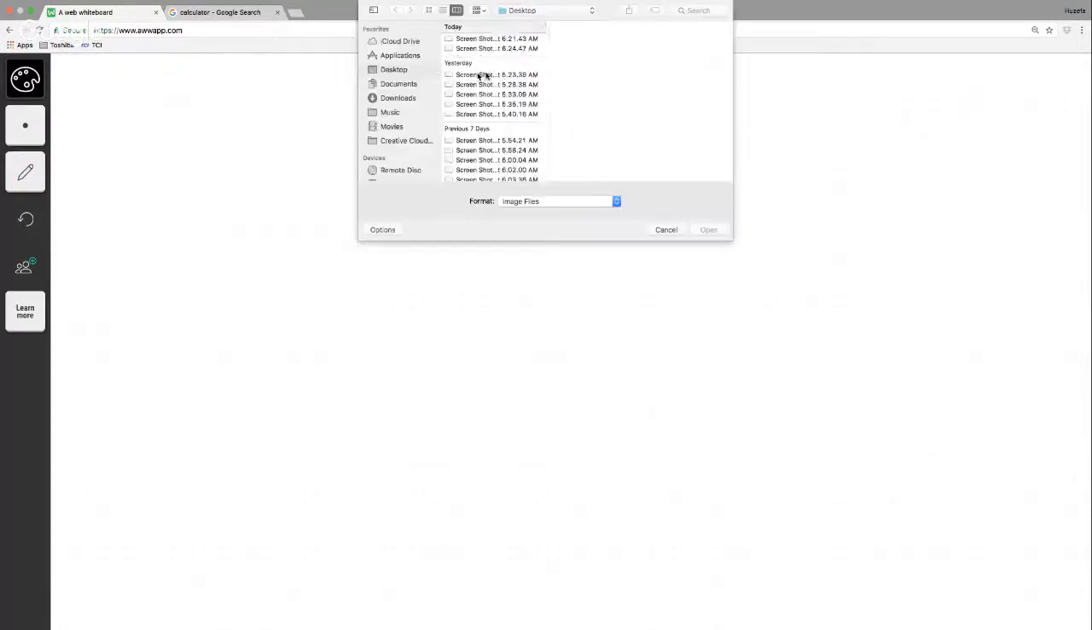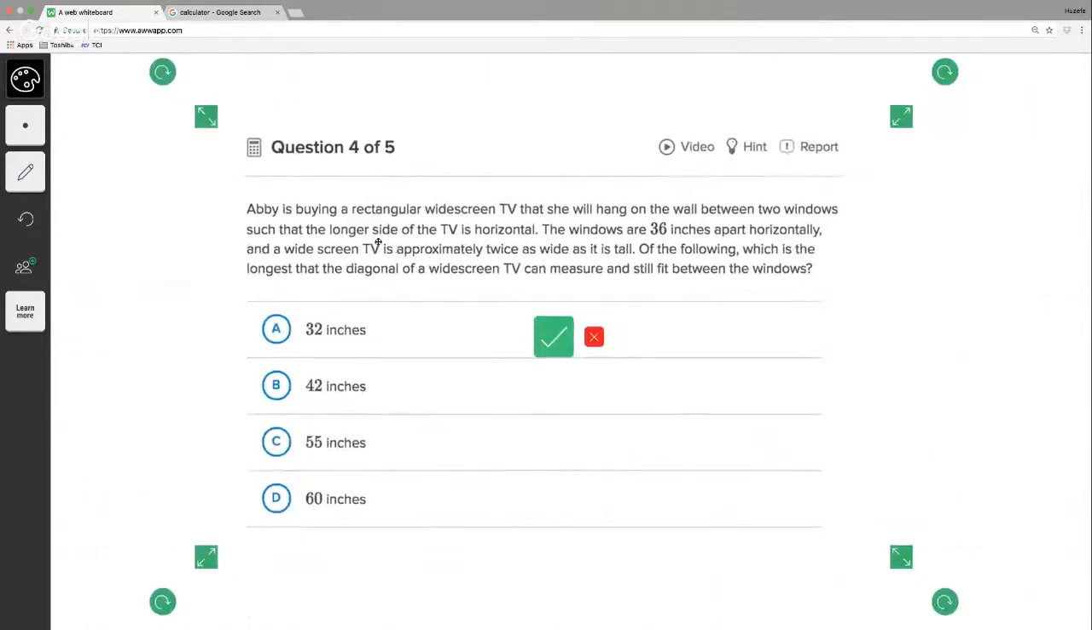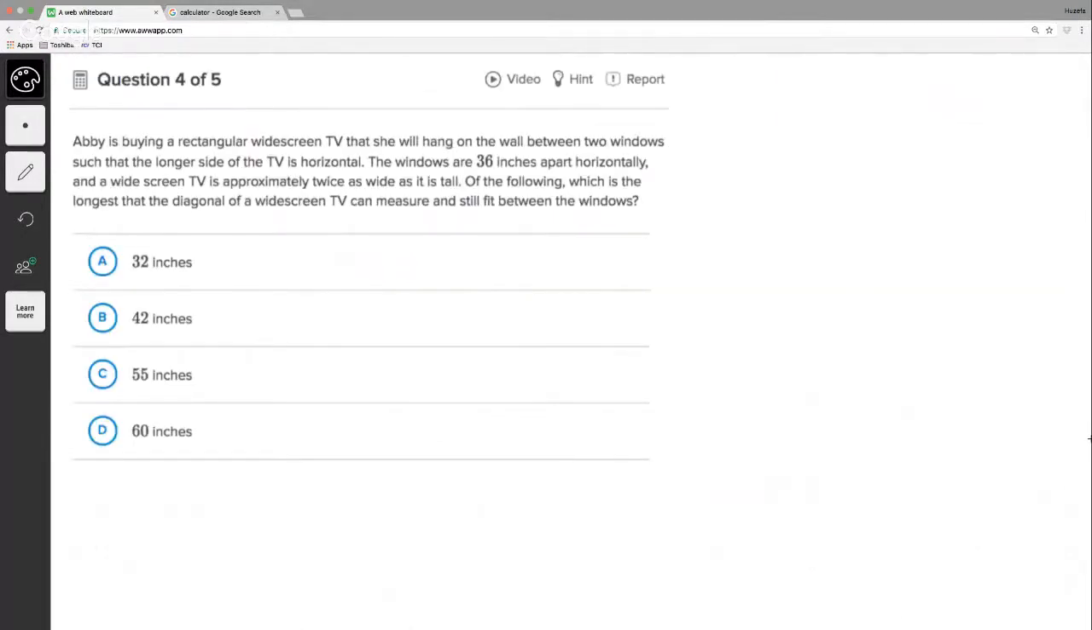All right, here we go. Now it says Abby is buying a rectangular widescreen TV that she will hang on the wall between two windows such that the longer side of the TV is horizontal. Hang on the wall between two windows such that the longer side of the TV is horizontal, right?